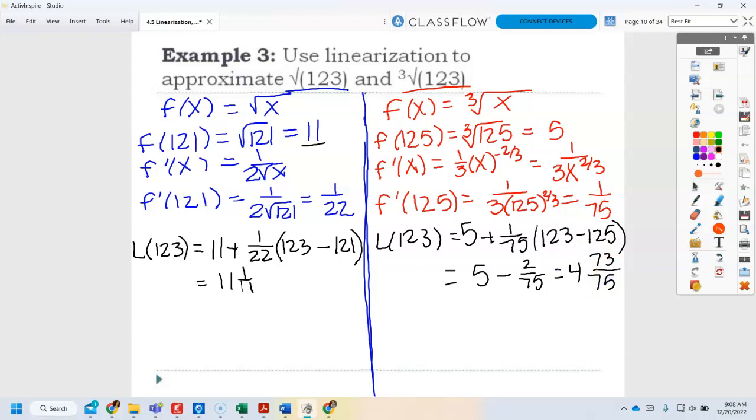Which again is probably 4.9 something, right? Like it's going to be pretty decently high. Yeah, 4.973.